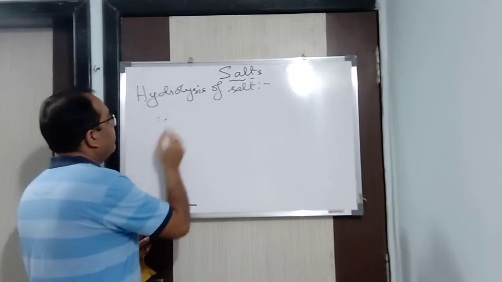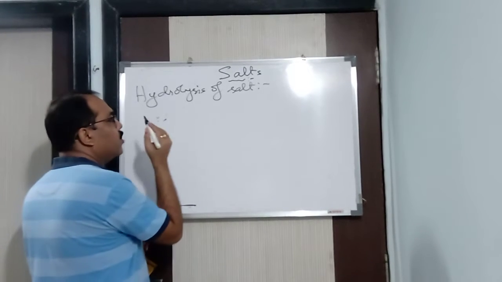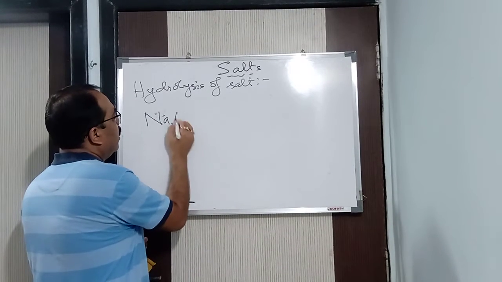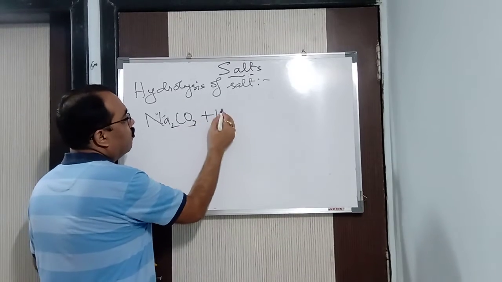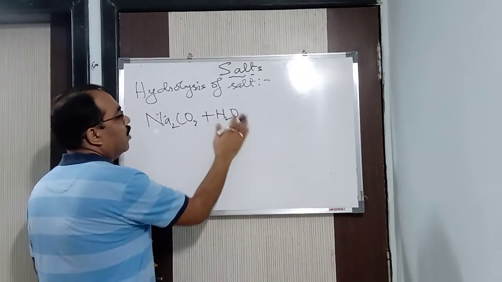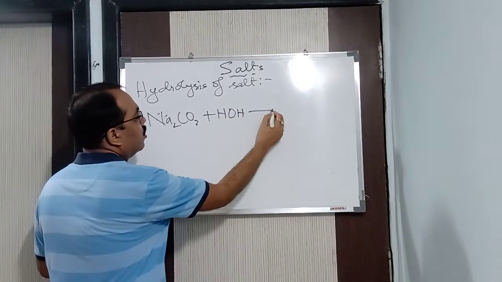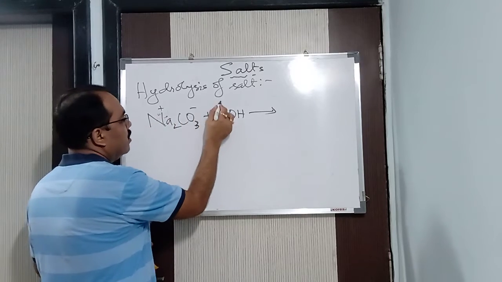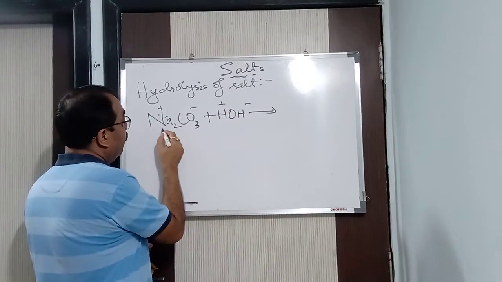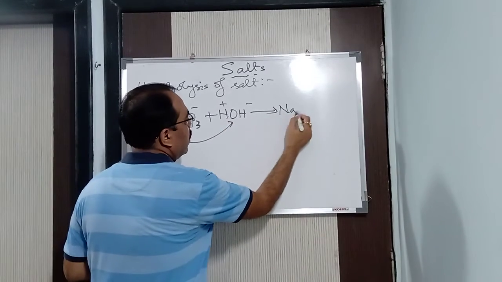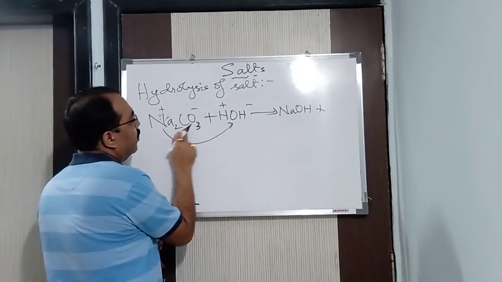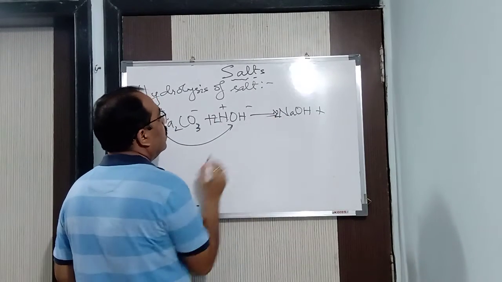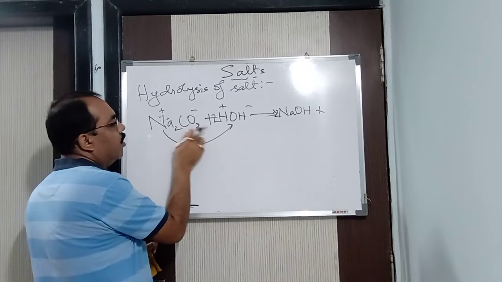Okay. So it is the interaction of oppositely charged ions of a salt. Here let us take sodium carbonate with water. Let me write water in this way, HOH. It will be easy for you to understand. So now here it is plus, minus, plus, minus. Sodium will go with OH, that is NaOH, and to balance the 2 sodium I will put a 2. And this will react with carbonate to form H2CO3.